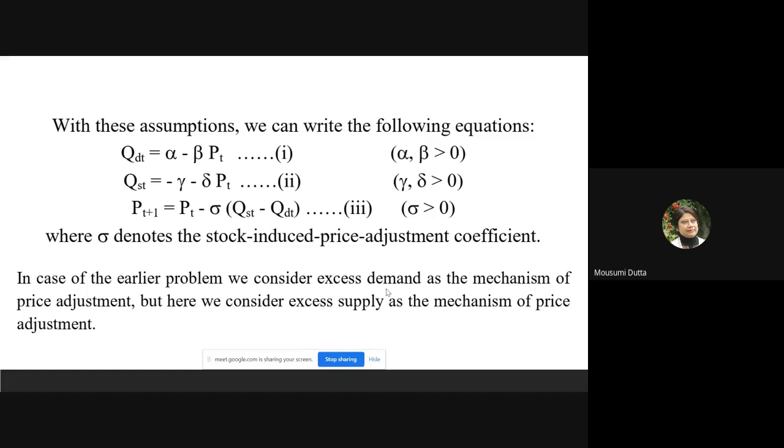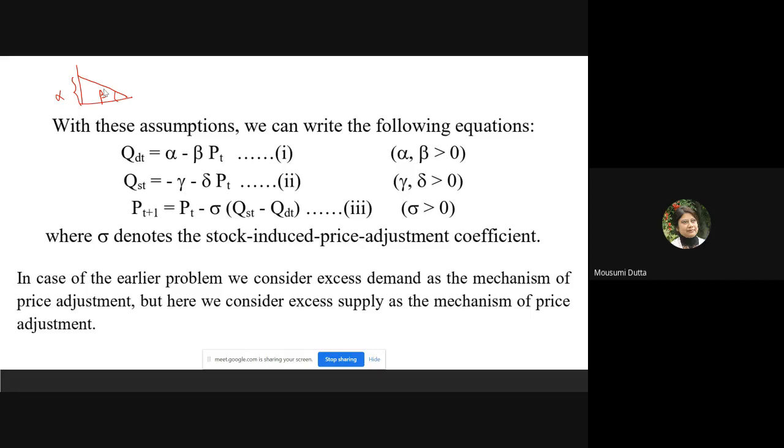If I draw the diagram of the demand curve, it looks like this. This intercept is alpha and this is beta. The minus sign indicates the curve is negatively sloped. The second equation is Q_st is equal to minus gamma minus delta P_t. Both gamma and delta are positive.